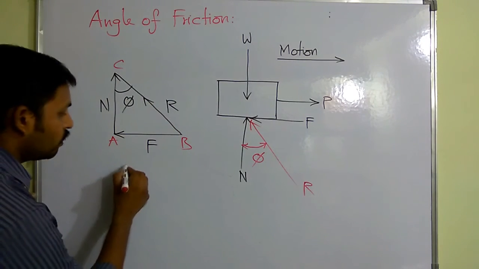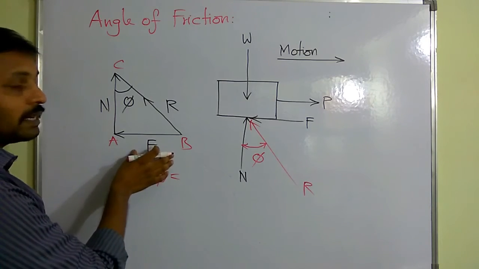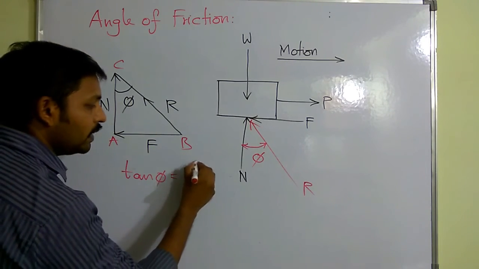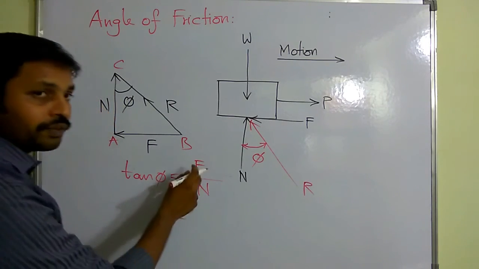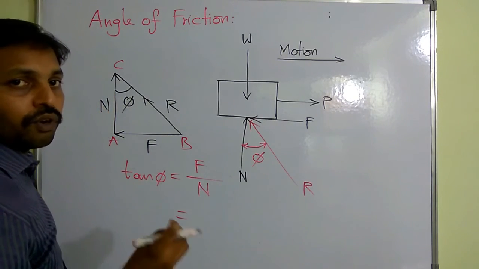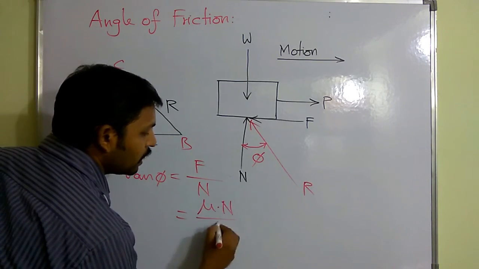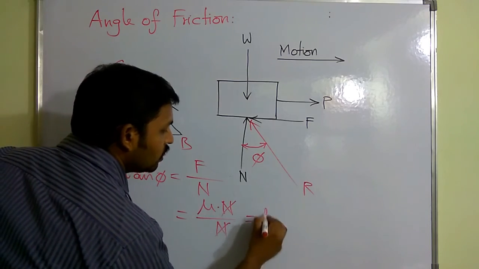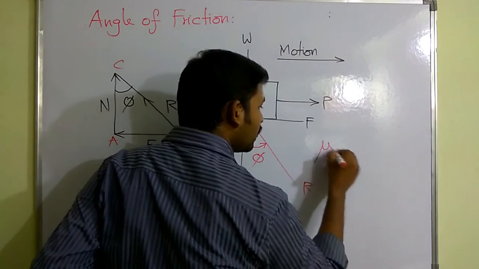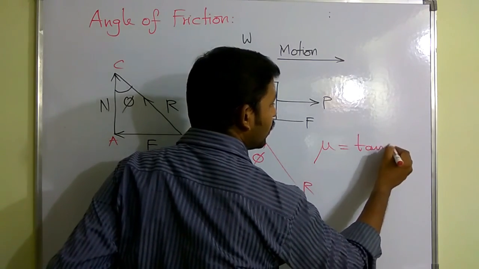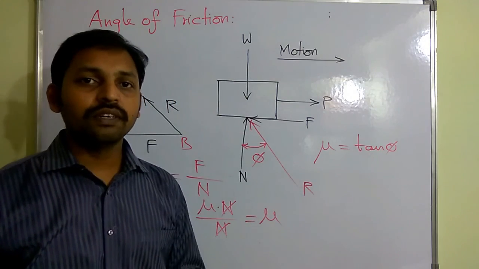From that, what is the value of tan phi? Tan phi is nothing but opposite side by adjacent side, right? Opposite side is F, adjacent side is N. We know that frictional force is the product of coefficient of friction and normal reaction, so it is mu into N divided by N. N gets cancelled, so that is equal to mu. From that, we have derived the relation mu is equal to tan phi. The coefficient of friction is equal to tan of the angle of friction.